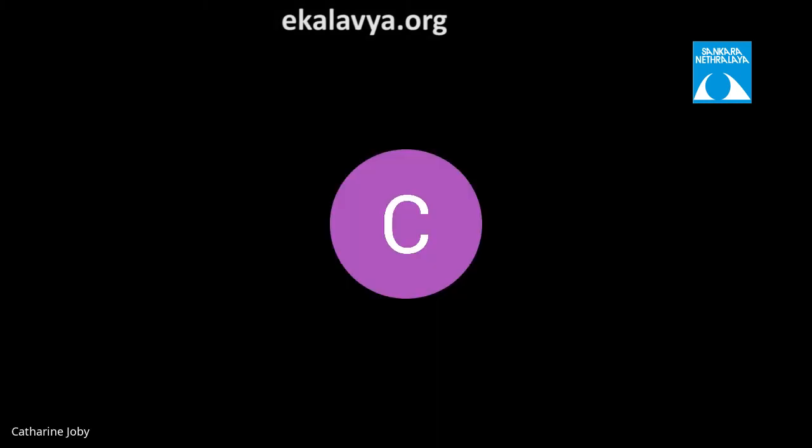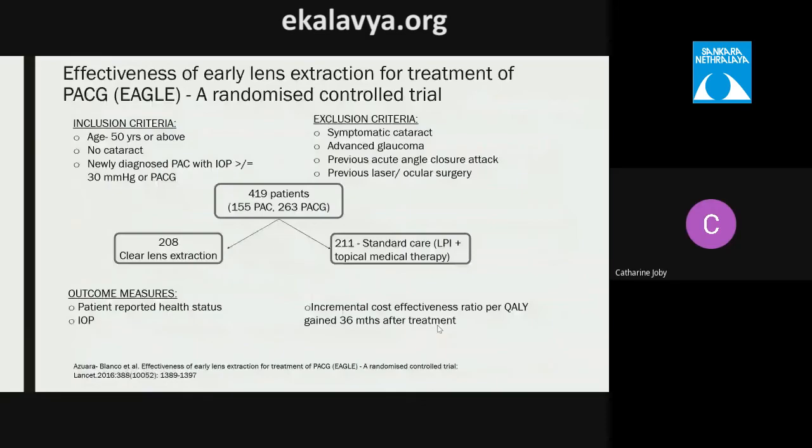Coming to the EAGLE study, it was an international randomized controlled trial to assess the effectiveness of early lens extraction for treatment of primary angle-closure glaucoma. The inclusion criteria were patients of age 50 years or above with no cataract, and those patients were newly diagnosed primary angle closure with intraocular pressure 30 or more, or newly diagnosed primary angle closure glaucoma patients. Those patients with symptomatic cataract or advanced glaucoma, history of previous acute angle closure attack, or previous laser or ocular surgery were excluded from the study.